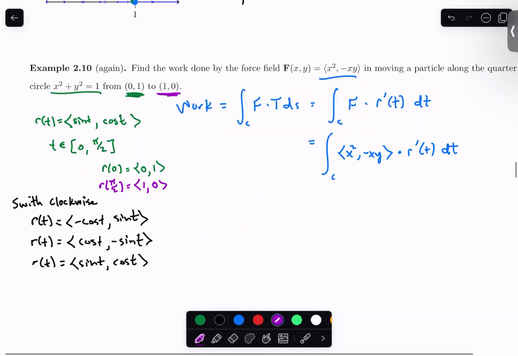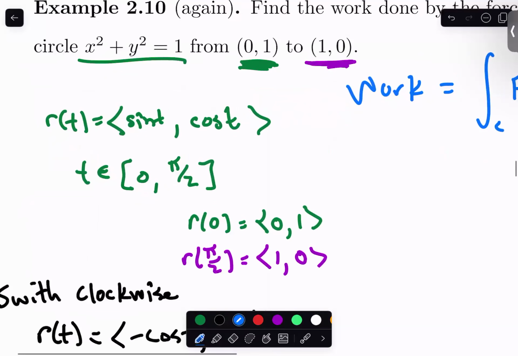So this right here is a parameterization. It runs in the correct direction, runs clockwise rather than counterclockwise. It starts at the right spot, it ends at the right spot. So this is the correct parameterization, or a correct parameterization. There are many. So now that we have a parameterization, we can calculate out the rest of the stuff.